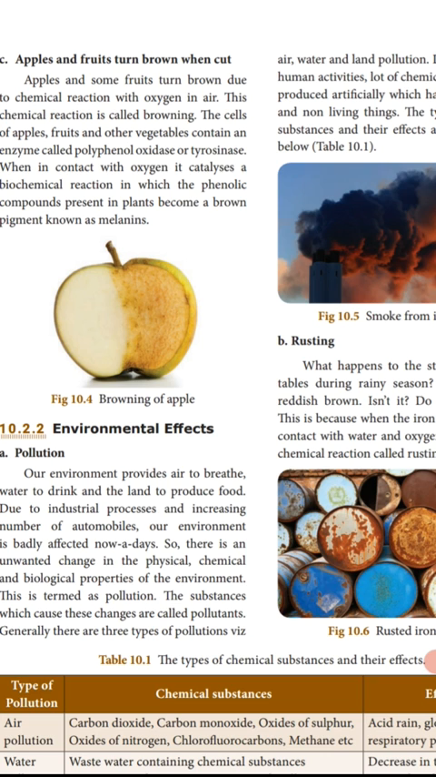So next one, rusting. What happens when steel benches are exposed during the rainy season? The iron metal comes into contact with water and oxygen, and it undergoes a chemical reaction called rusting.